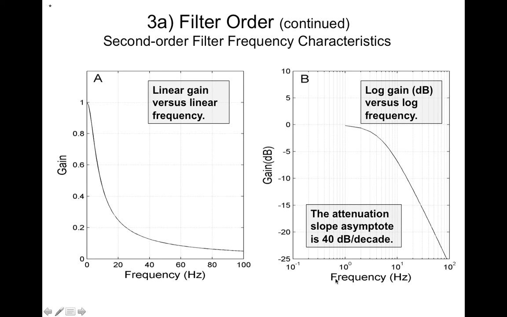So we like this log plot because it allows us to see more clearly how the filter is performing over a wide range of frequencies, and also it allows you to clearly identify that this slope out here is 40 dB per decade, which would tell you immediately that this is a second order filter.